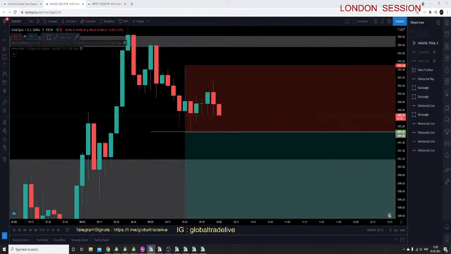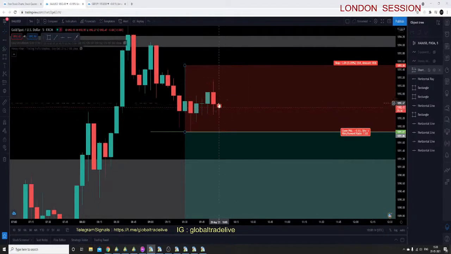Okay, the 30-minute candle just closed here, and it closed as a weak bullish candle. So if this candle crosses above this area over here, then we'll be closing everything.